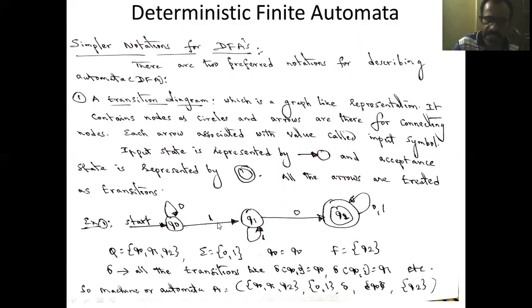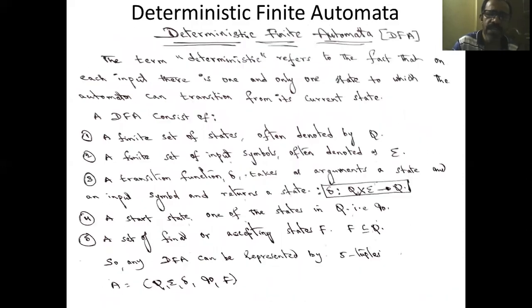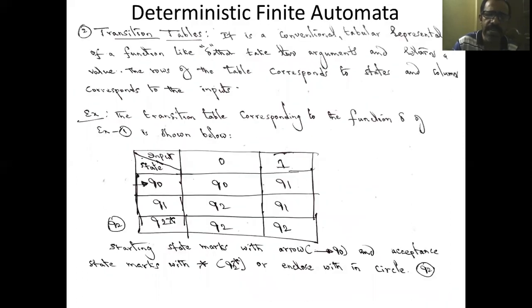DFA. And in the transition table also, some components are there. State with arrow and state with star or double circle. So like this, we can explain the components of DFA. Okay, so this is about deterministic finite automata explanation and representation of DFA. So this is all about DFA.